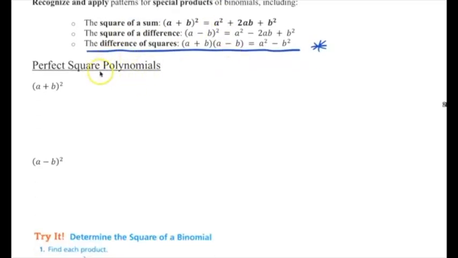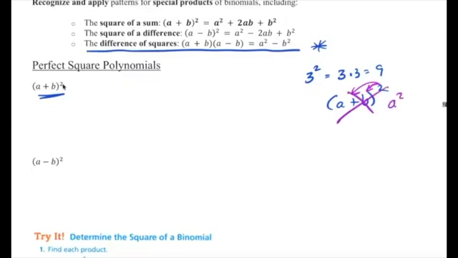First, let's talk about perfect square polynomials. That's when you see a square like that, a plus b squared. Let's keep in mind, when something is squared, you multiply by itself. 3 squared is 3 times 3, 9. The same thing works here. What we're not going to do is this. This is so bad. I hate it. All the math teachers hate it. That is not what you do. It's not a squared plus b squared. I don't even want to show it because I don't want people thinking about doing it.